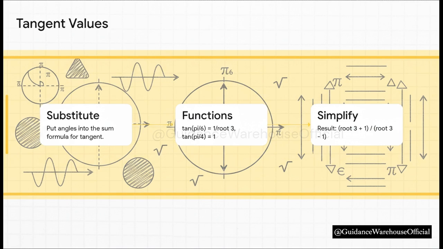We want to find the exact value of tangent pi over 6 plus pi over 4. Step 1. Substitute those angles into the sum formula we just looked at. Step 2. Determine the individual tangent values. Tangent of pi over 6 is 1 over root 3, and tangent of pi over 4 is a nice, easy 1. Step 3. Plug those values in to create our complex fraction. Once we do the algebra to simplify it down, we end up with root 3 plus 1 over root 3 minus 1. See what I mean? The formula really does all the heavy lifting for us.